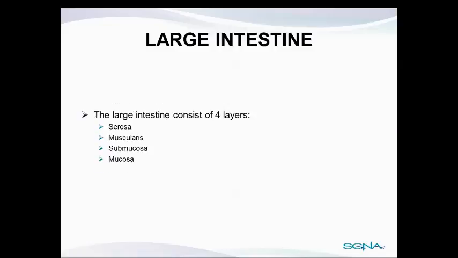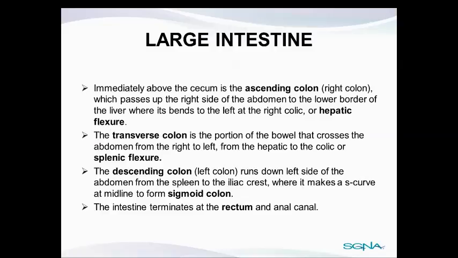The large intestine consists of 4 layers: the serosa, the muscularis, the submucosa, and the mucosa. Immediately above the cecum, the ascending colon, which is also known as the right colon, passes up the right side of the abdomen to the lower border of the liver, where it bends to the left at the hepatic flexure.